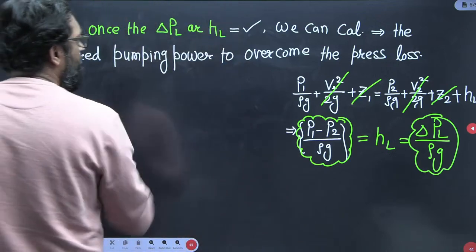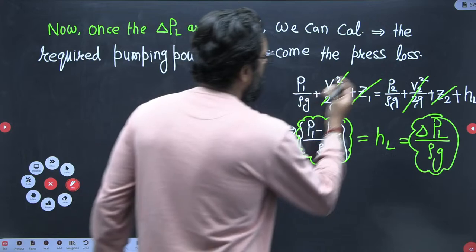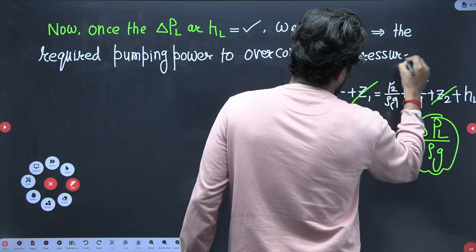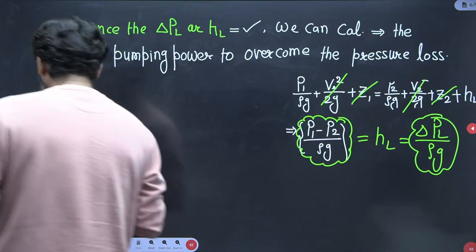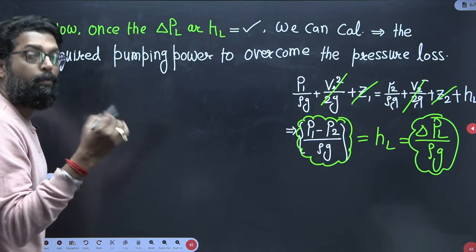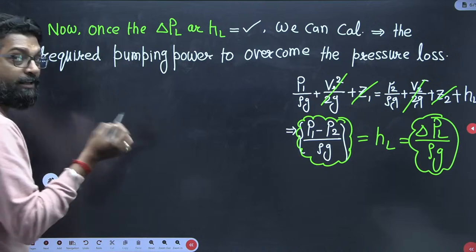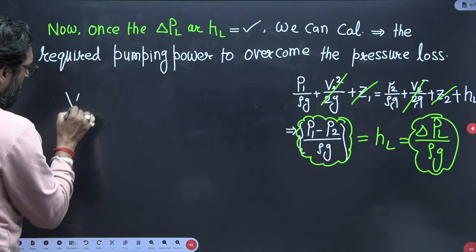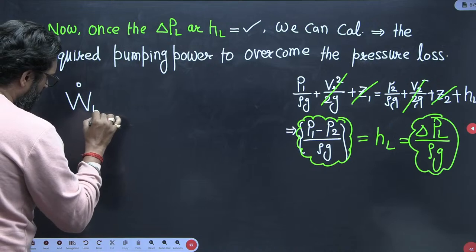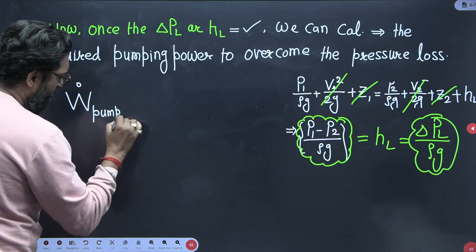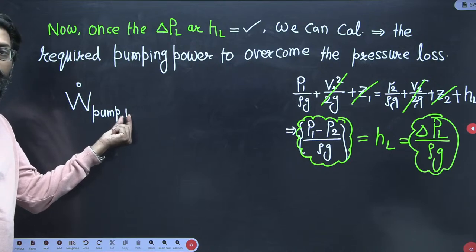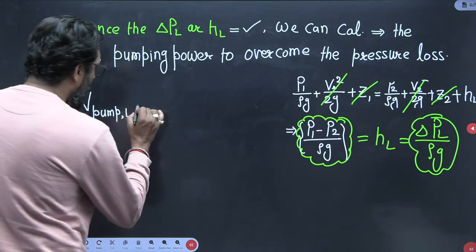Okay. So we require pumping power to overcome the pressure loss. How? Power, what is a watt? Joule per second. Joule is energy, per second is power. So we require W dot, and this is the pumping power, which we calculate due to the loss. So these are the notations. Pumping power due to the loss.